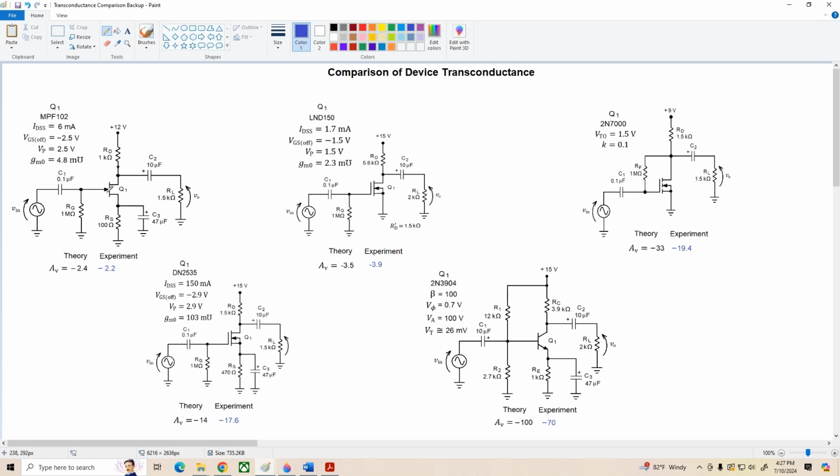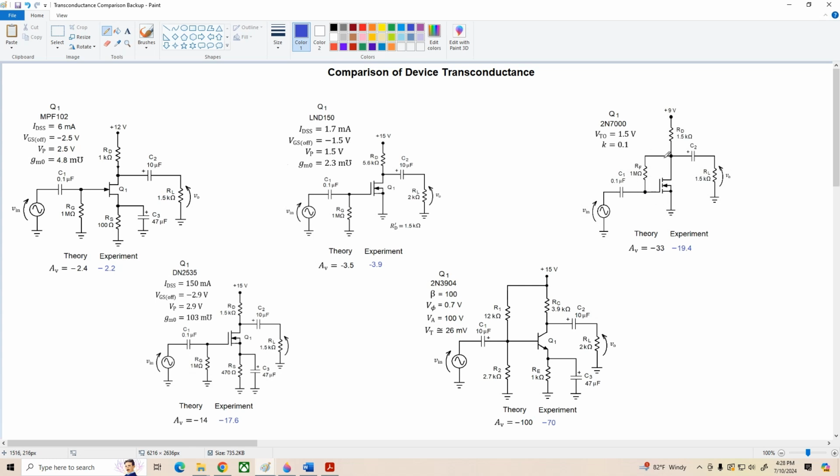Occasionally you get one that'll give you a gain of maybe 6 or 7, maybe a little higher, but not very often. Now if we come over to the next circuit over using the LND 150, that's a depletion mode MOSFET that we looked at. It's a relatively low gain device as well. Using zero biasing, this circuit came up with a theoretical gain of negative 3.5, experimentally negative 3.9. Again, pretty low gain.